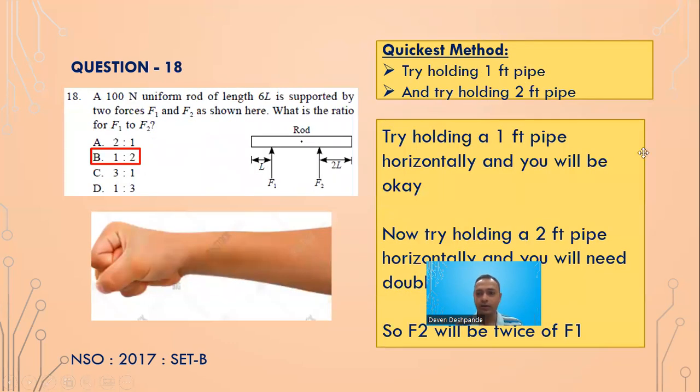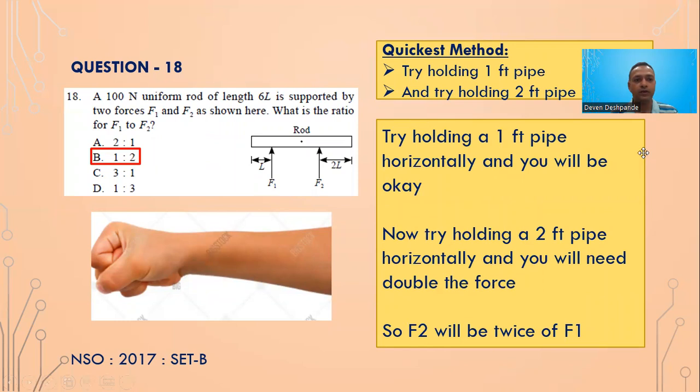Okay, next one. A 100 Newton uniform rod of length 6L is supported by two forces F1 and F2 as shown here. What is the ratio of F1 to F2? Again, here, you take an example. If you stretch your hand and try to hold a pipe here, say a 1 foot pipe, you will require some effort. But if you hold a 2 feet pipe here, you will require a lot of effort, isn't it? Because your hand will start aching after some time because that 2 feet pipe is heavy.